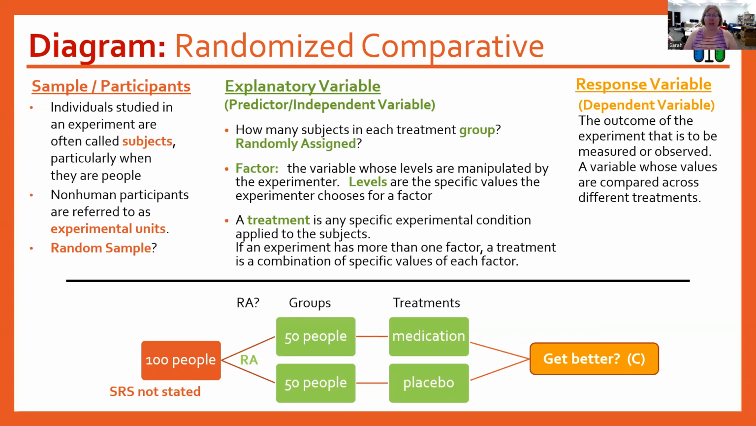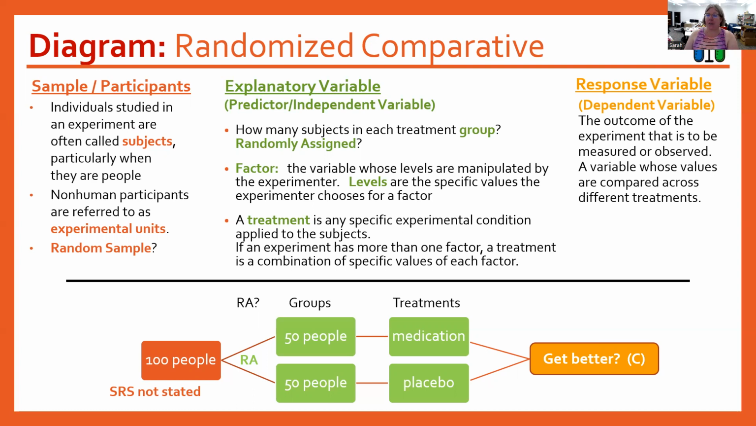All right, so our diagram starts with our sample. We'll split people into groups, we'll apply a treatment, and then at the end, we're going to talk about our response variable. This is our dependent variable, and this is the outcome of the experiment that's going to be measured or observed. So this is not something we manipulate. We're actually manipulating in the middle section, that independent variable, in the hopes that it's going to change what happens to our response variable at the end.